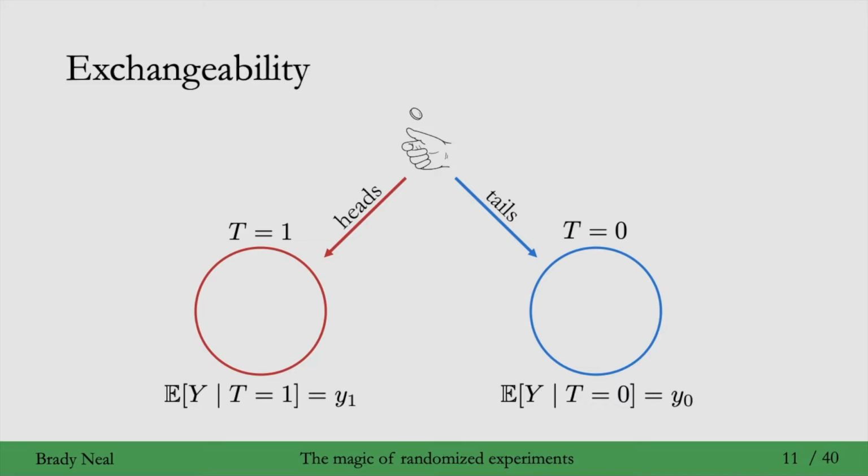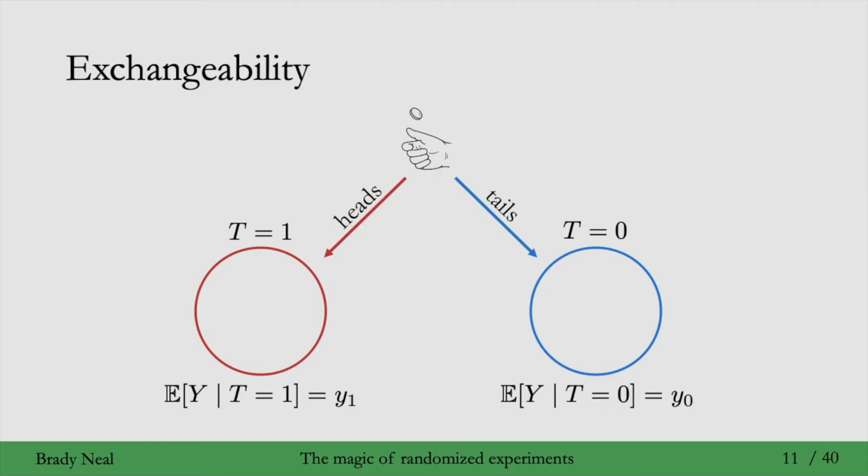To see why we have exchangeability when we have randomization, consider that we assign someone to the treatment group t equals 1 when the outcome of the coin toss is heads, and we assign them to treatment group t equals 0 if the outcome of the coin toss is tails. And the average outcome in the treatment group is y1 and the average outcome in the control group is y0.